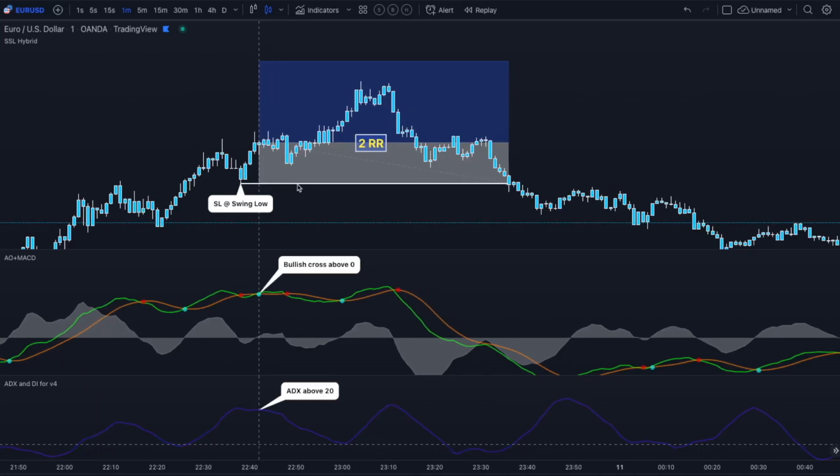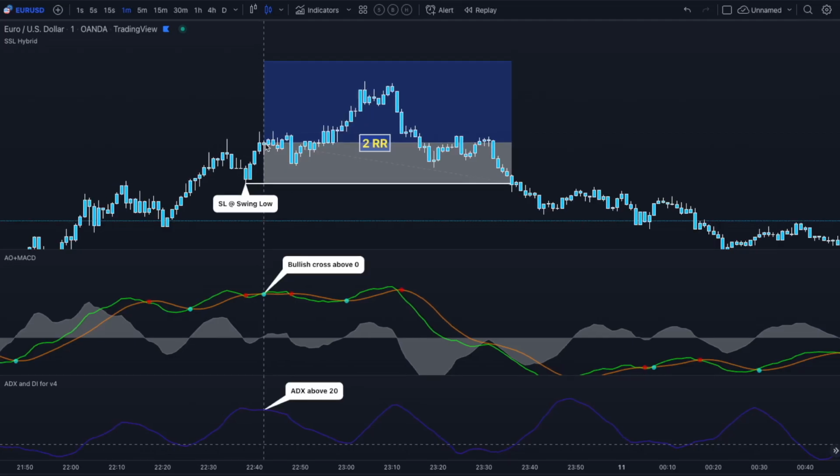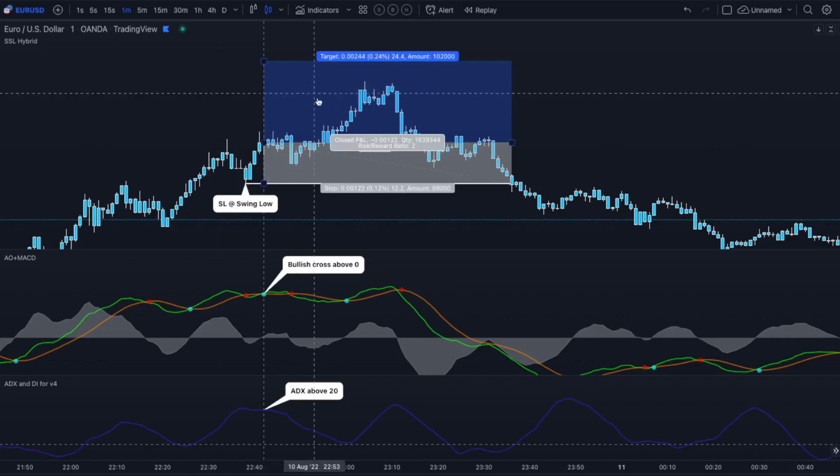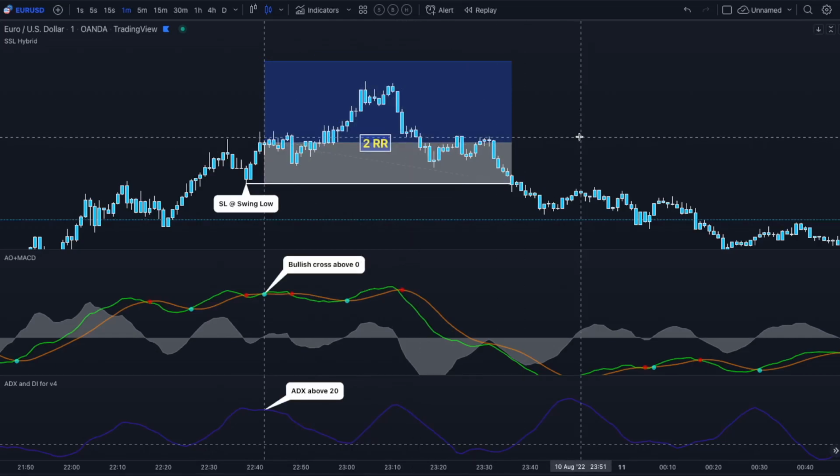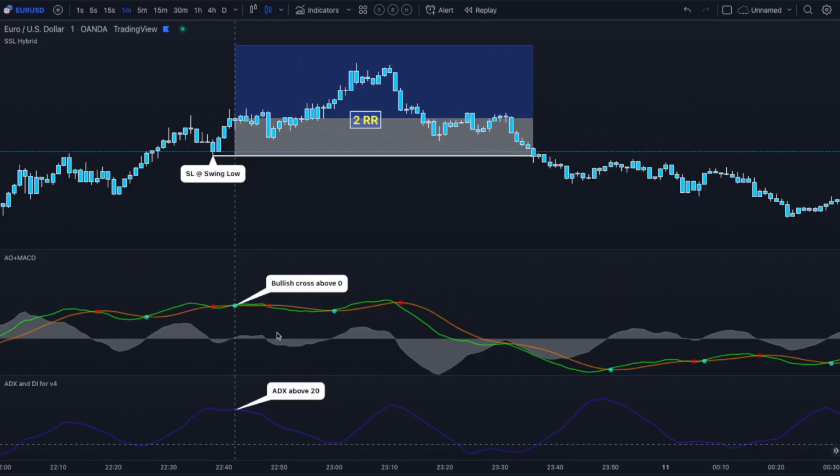If all those conditions align, we are entering a long position on the close of the candle, and we are placing our stop loss on the most recent swing low. We are setting our take profit at a risk reward ratio of 2, and right here we see this was a losing trade. Alright guys, I'm getting started now to code up the strategy.